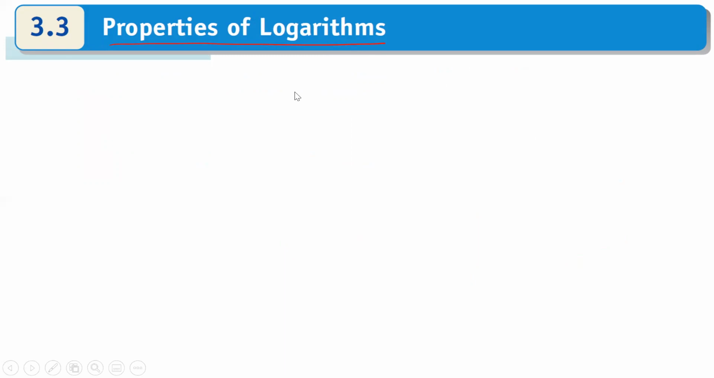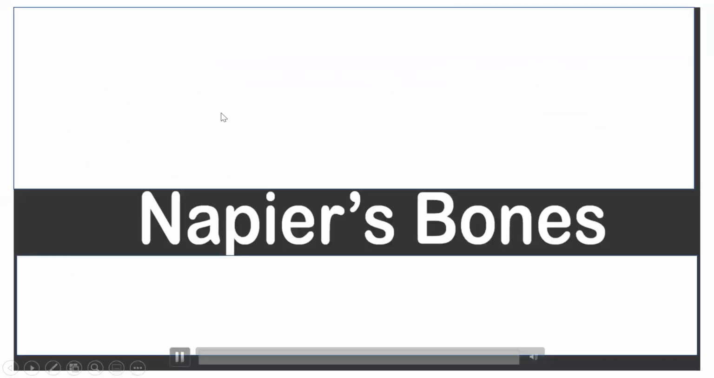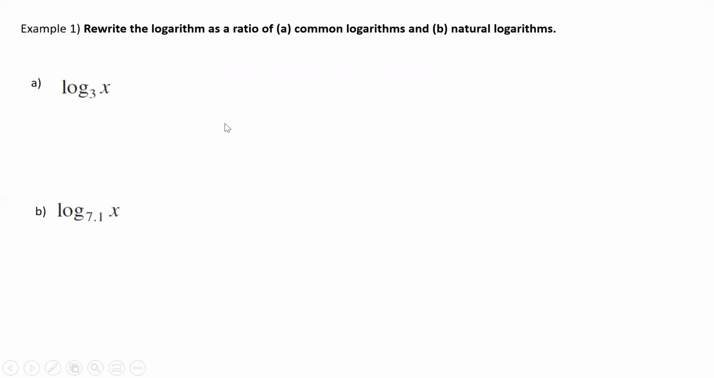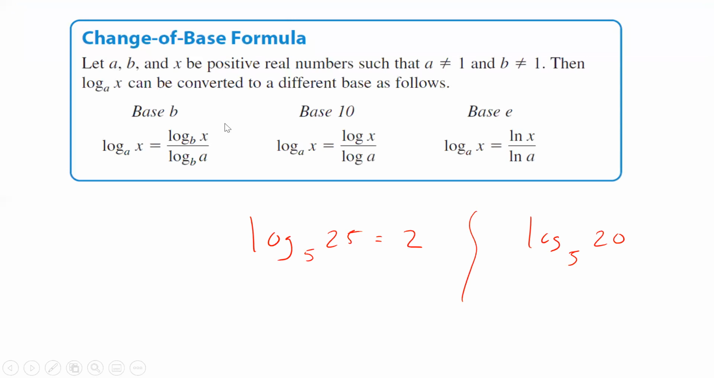There are 4 properties, and the change of base is kind of in between: we can consider it a property, or we can consider it a formula. So let's jam. Properties of logs, 3.3. And the change of base formulas, here it is. We have to write these down.